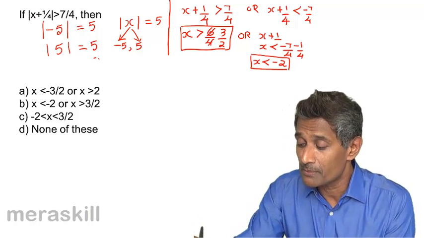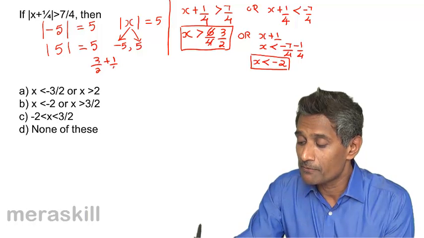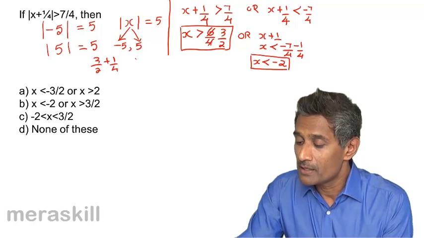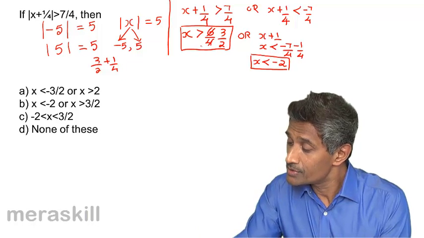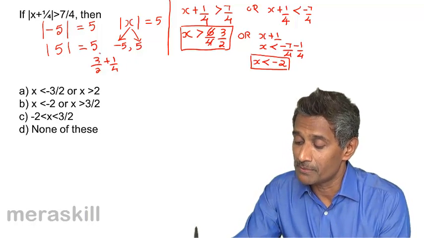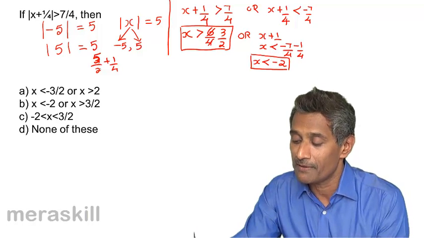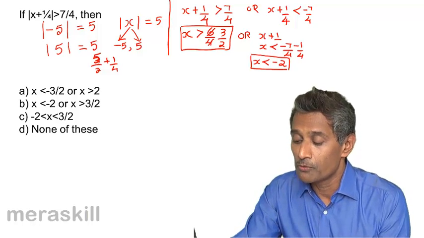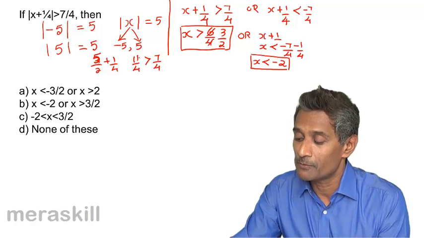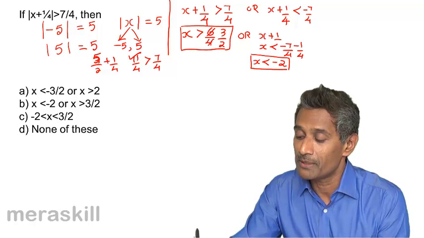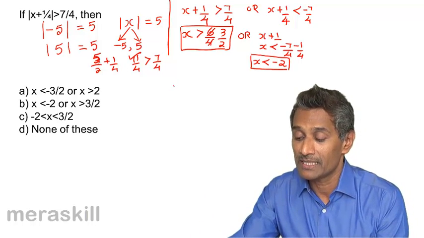Let's put x as 3/2. So we get 3/2 plus 1/4, which happens to be... so x is any number greater than 3/2. So let's take 5/2. So we have 5/2 plus 1/4. So 10/4 plus 1/4, you have 11/4. Yes, 11/4 is greater than 7/4. So any number greater than 3/2 is satisfying this inequation.